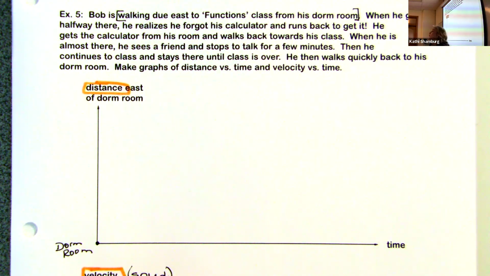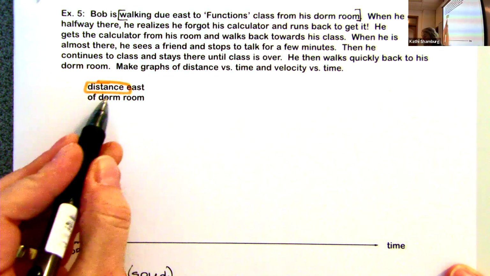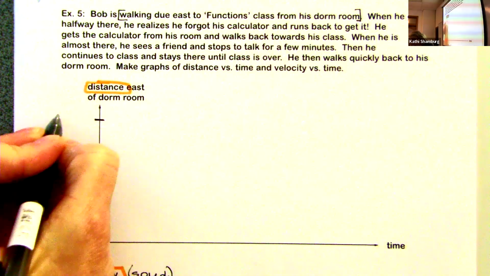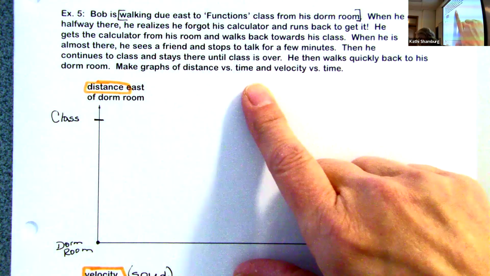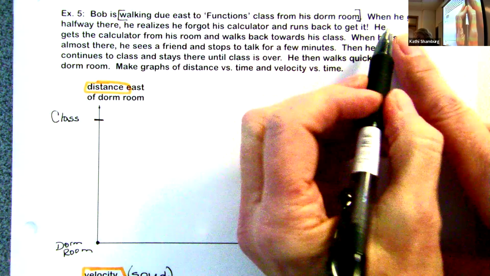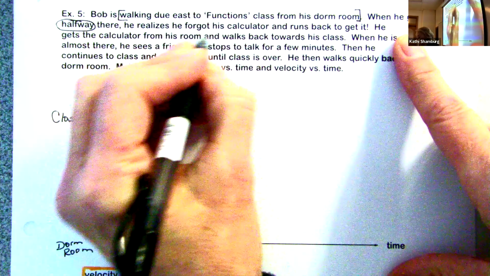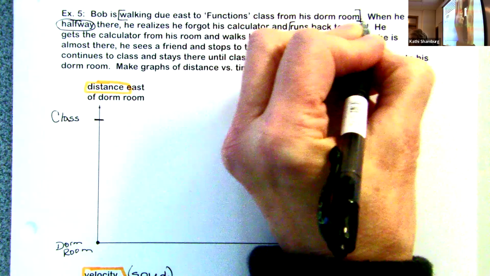Larger. As I go away, I'm 1 block from my dorm room, I'm 2, so that is growing, which means our graph is increasing, right? Your distance is increasing. So it's increasing, but then it goes on to say that when he gets halfway there, he realizes he forgot his calculator and runs back to get it.